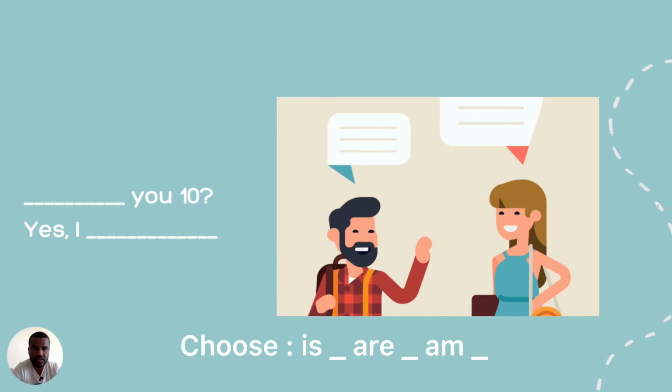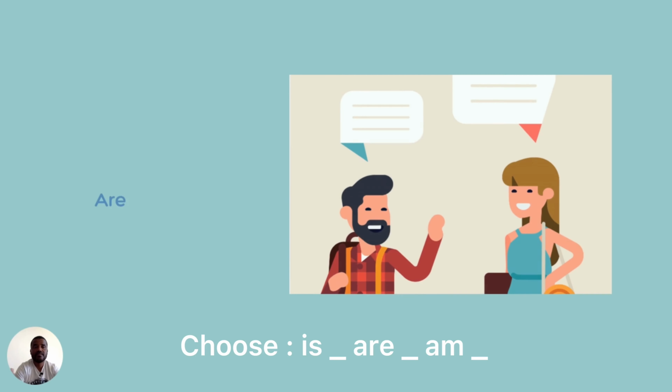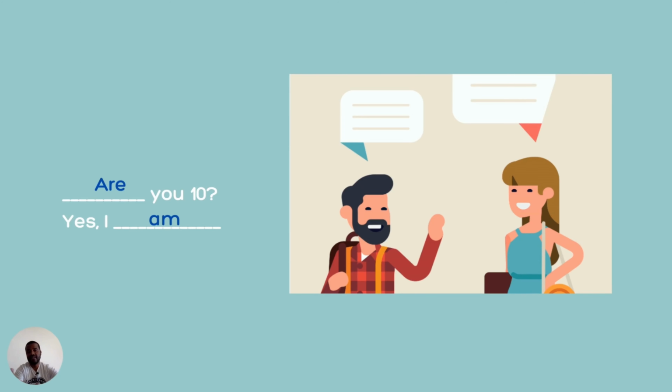we have a dialogue. Somebody is asking this girl about her age. Here we have you. Another question form. What can we put here? Are you 10? Yes, I am. Are you 10? Yes, I am. Right. Good. Here we have a question form asking whether she is 10 years old. She said yes, I am. If it were no, we would say no, I'm not. Okay. Good. Are you 10? Yes, I am.